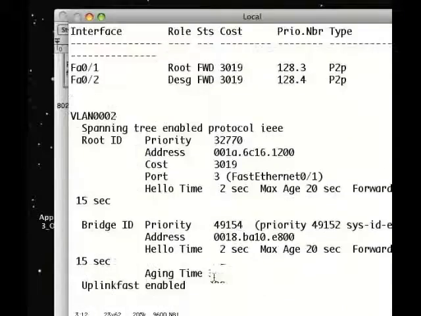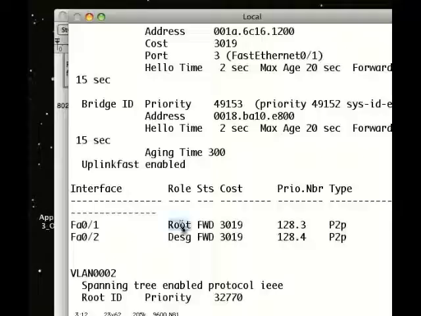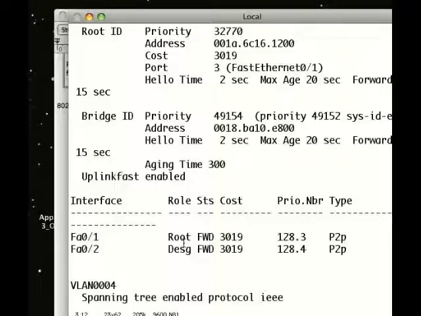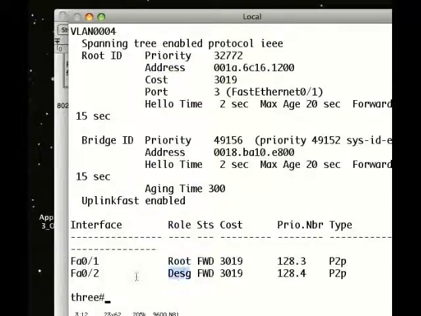So spanning tree for VLAN 1, root port is out Fast Ethernet 0/1, and on Fast Ethernet 0/2 I'm a designated port. VLAN 2 is the same. VLAN 4 is the same. Interesting. Let's go look at switch 2.